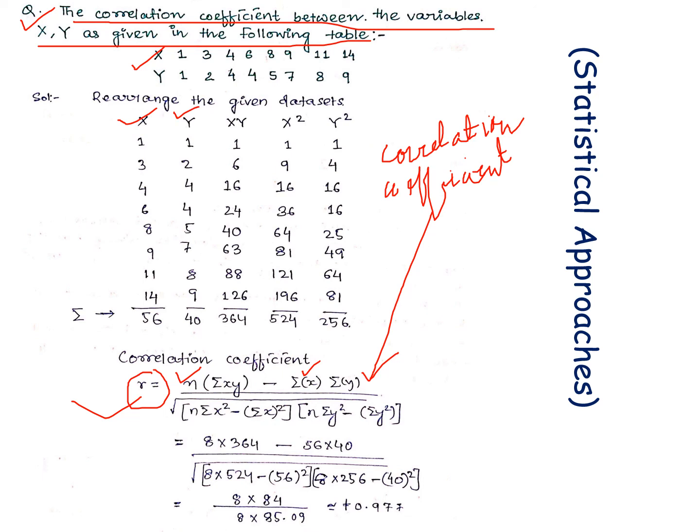We have to find x into y, x square and y square. We have to find these three parameters as well as the sum of these three parameters. So putting in this formula, we have got the answer, that is 0.977. This is a positive correlation coefficient, 0.977. So these are our statistical approach problems.